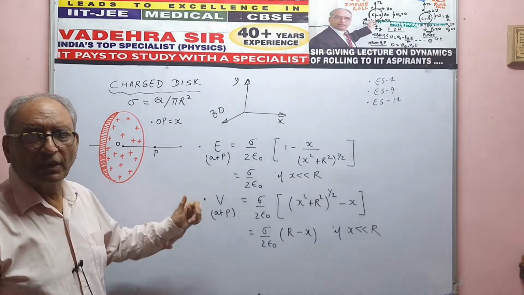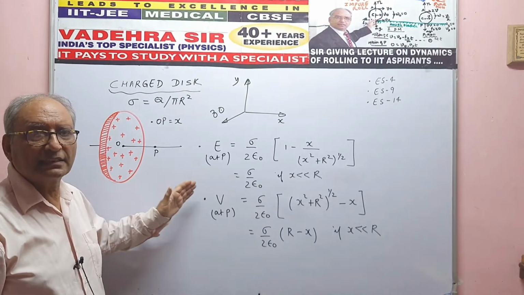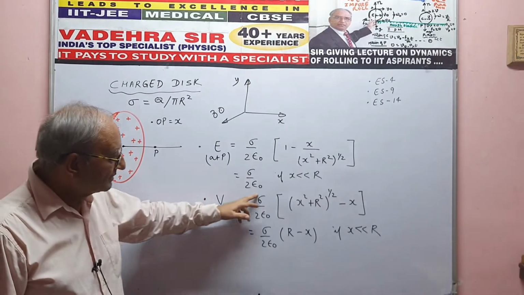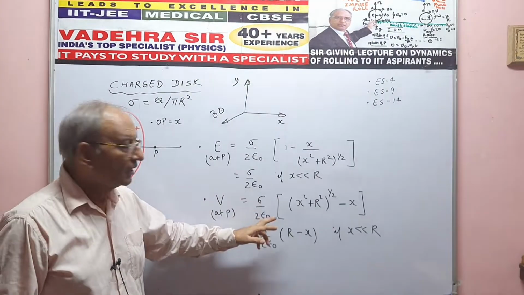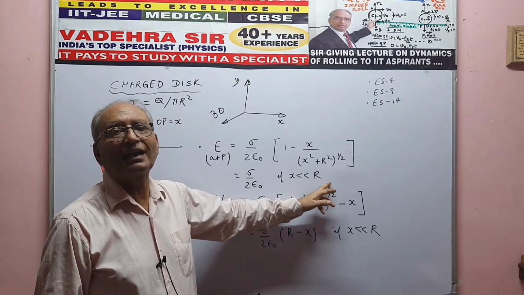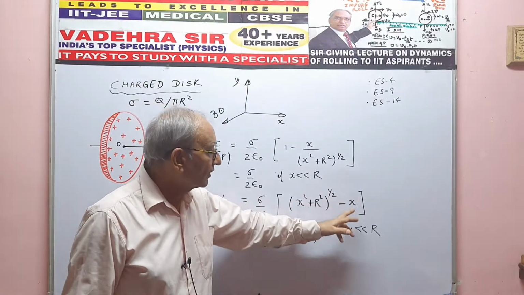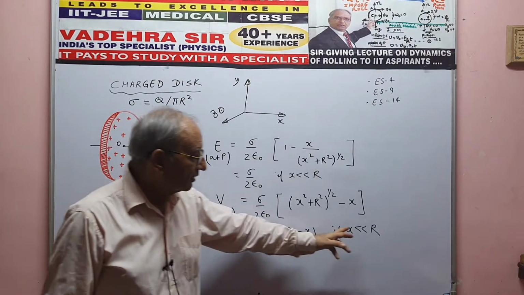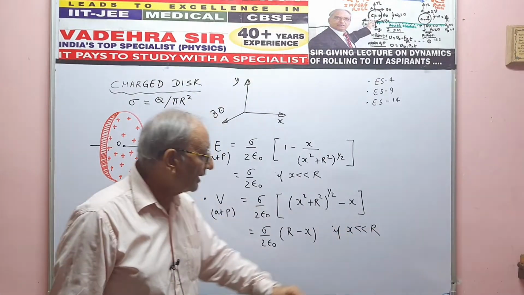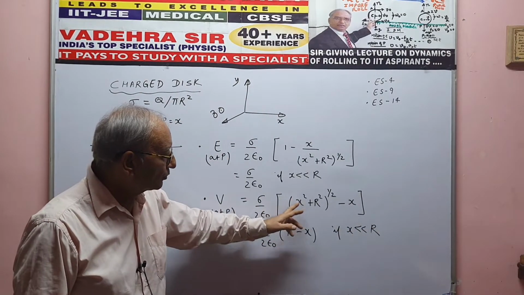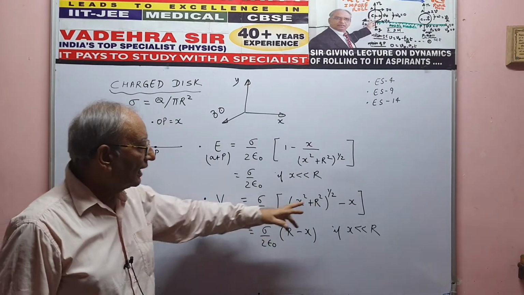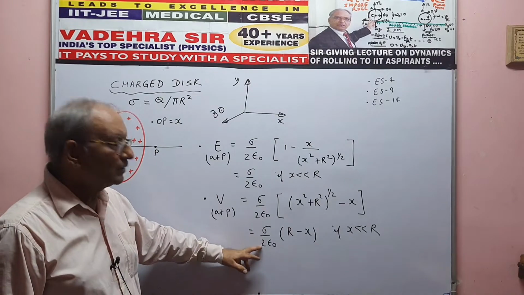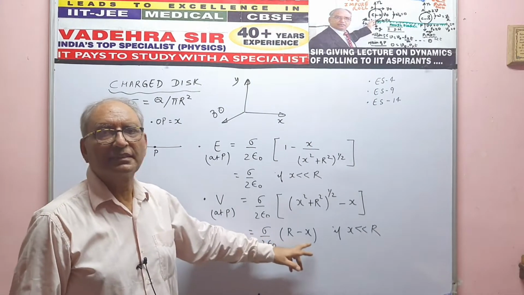Now we talk about the potential. Again, the potential eventually at P comes out to be sigma by 2 epsilon naught into (x square plus R square) to the power half minus x. For points close, when x is very much less than R, x square will be neglected as compared to R square, so this will become R minus x. So sigma by 2 epsilon naught into (R minus x).